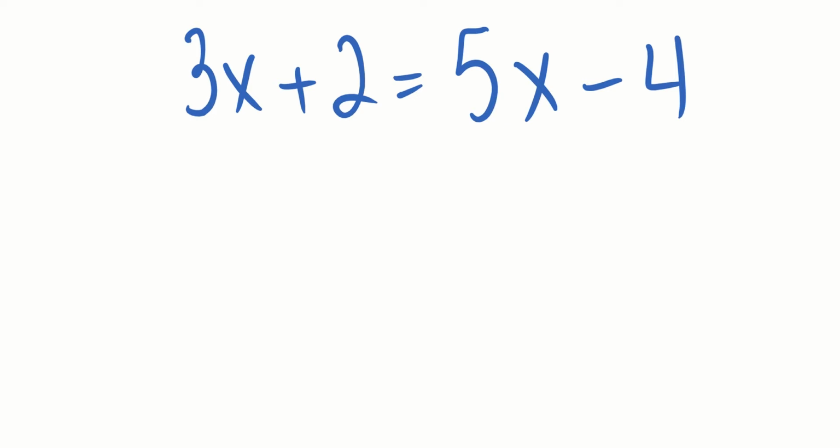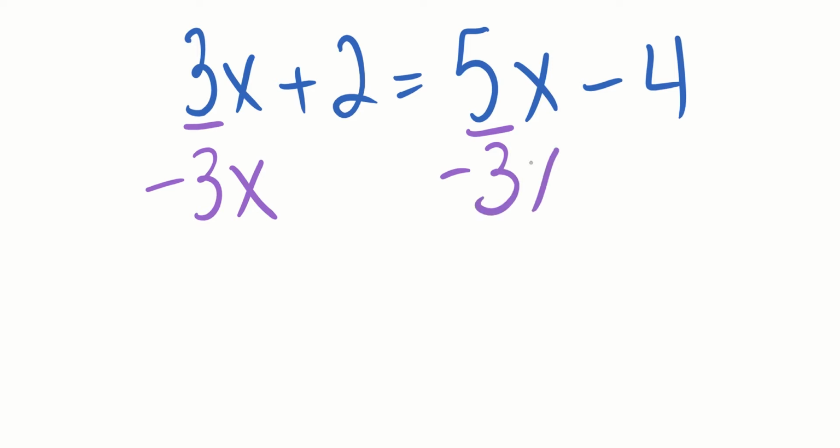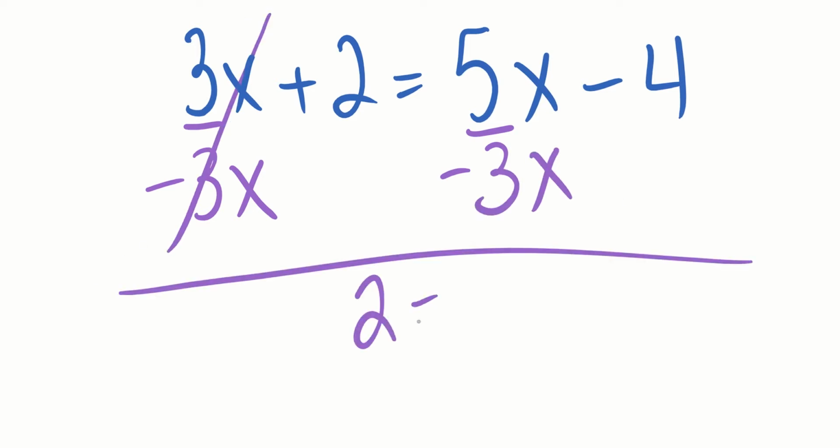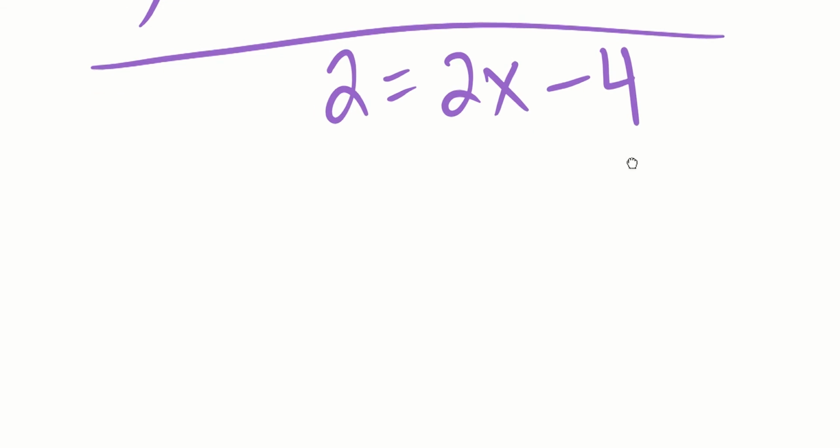I like to do the inverse of the smallest coefficient. So between 3 and 5, because those are my coefficients, 3 is smaller. So I'm going to do the inverse of positive 3x, which is negative 3x. So 3x minus 3x cancel out. I'm left with 2 equals 2x minus 4. Now it's a two-step equation.